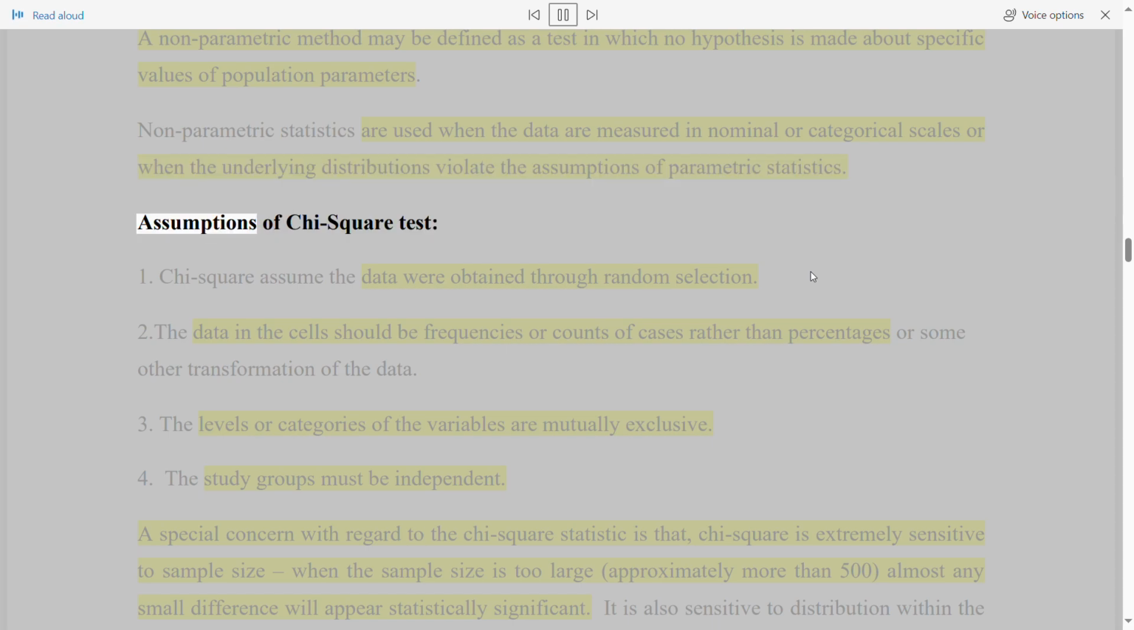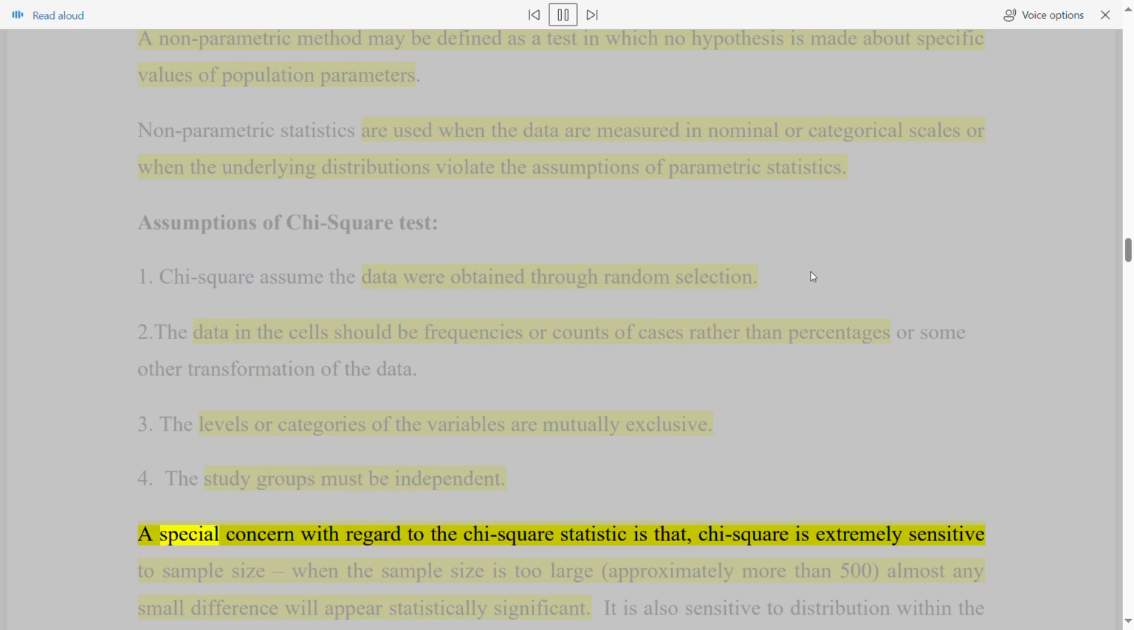Assumptions of chi-square test. 1. Chi-square assumes the data were obtained through random selection. 2. The data in the cells should be frequencies or counts of cases rather than percentages or some other transformation of the data. 3. The levels or categories of the variables are mutually exclusive. 4. The study groups must be independent.